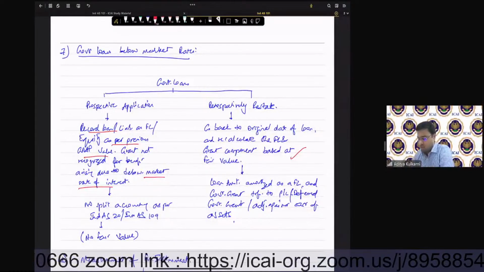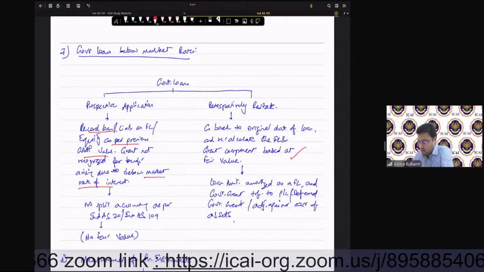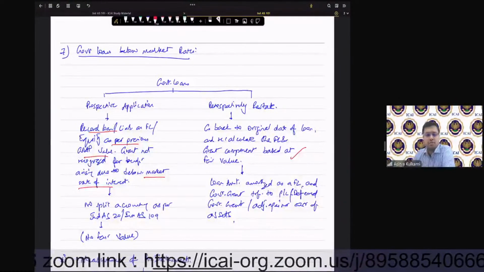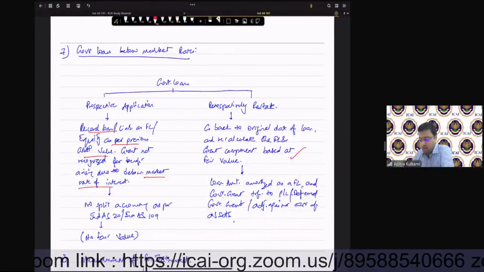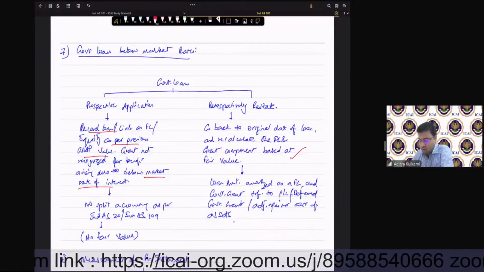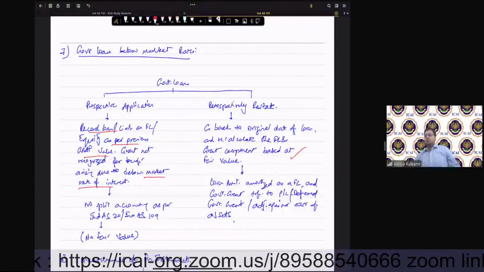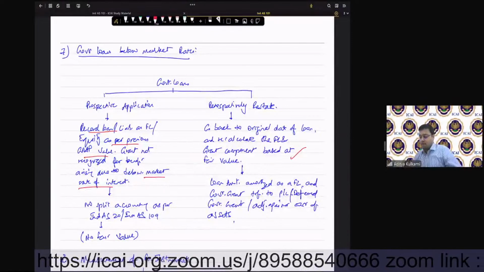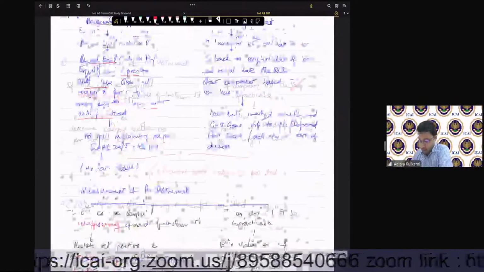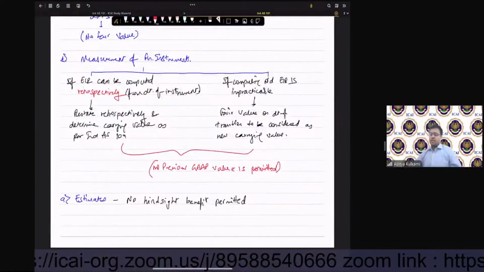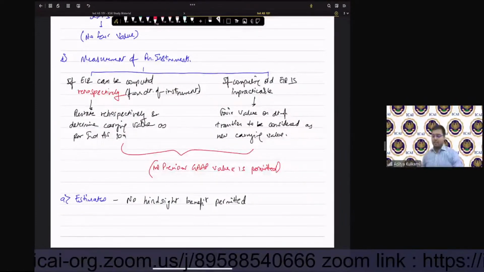Okay, loans below the market rates. All right, so two options: prospective, retrospective. Prospective only from now on. So you are having the previous GAAP value substitution that is permitted. All right. Next, measurement of financial instruments.